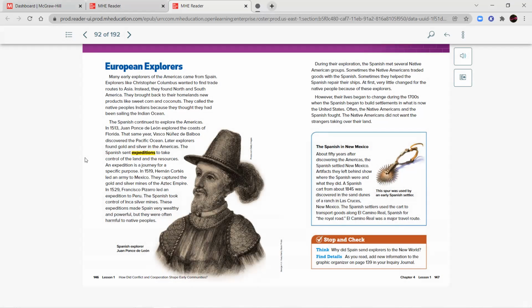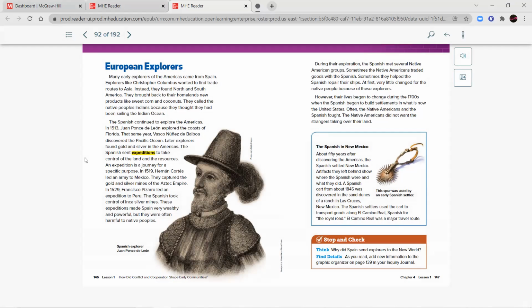The Spanish continued to explore the Americas. In 1513, Juan Ponce de Leon explored the coast of Florida. That same year, Vasco Núñez de Balboa discovered the Pacific Ocean. Later, explorers found gold and silver in the Americas. The Spanish sent expeditions to take control of the land and the resources. An expedition is a journey for a specific purpose.